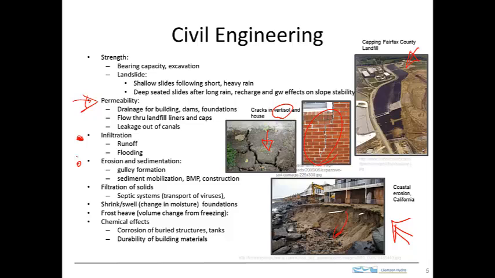Erosion and sedimentation, that's going to be important for a variety of civil engineering, construction type of applications. Filtration of solids in septic systems, and then a variety of other things here. Soils move around, they shrink and swell when the moisture content changes, and we saw this example over here. They also will change volume when they freeze. So frost heave is an important aspect where you have soils that freeze often, so up in the northern climates. And then there are also a variety of chemical effects that are important in civil engineering.